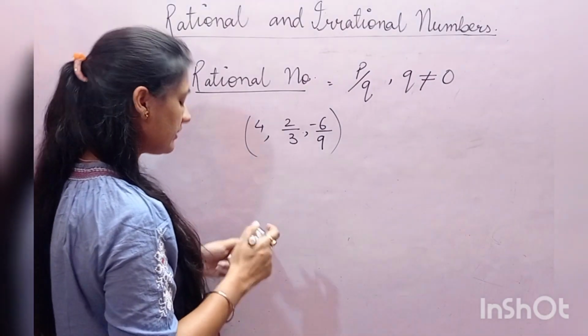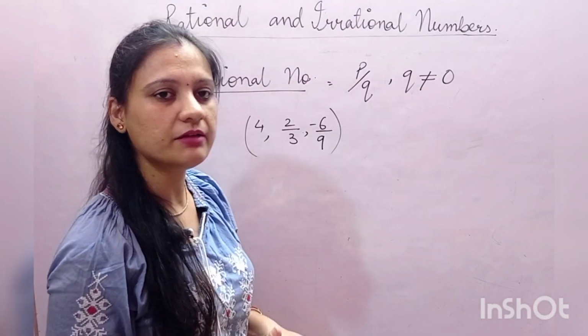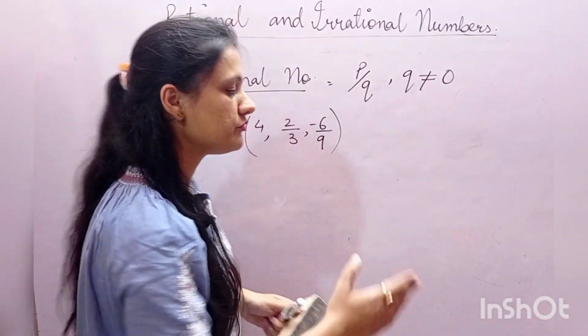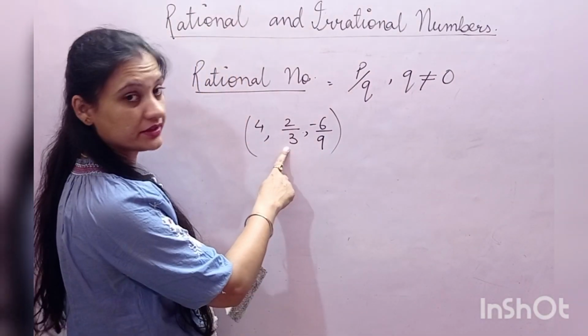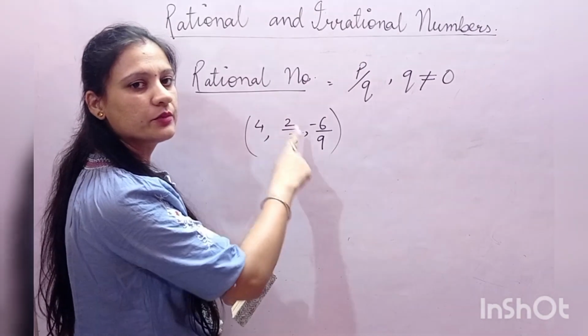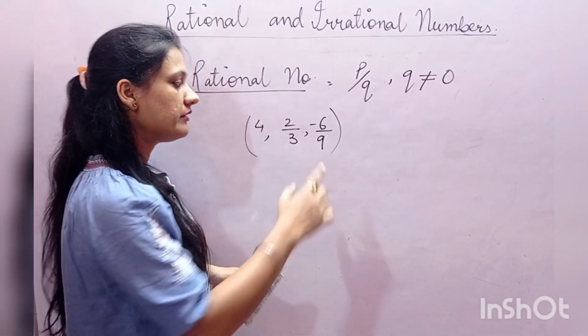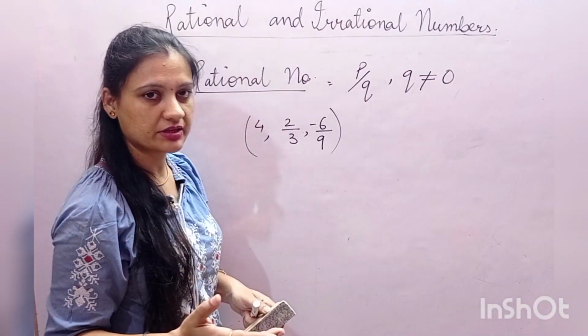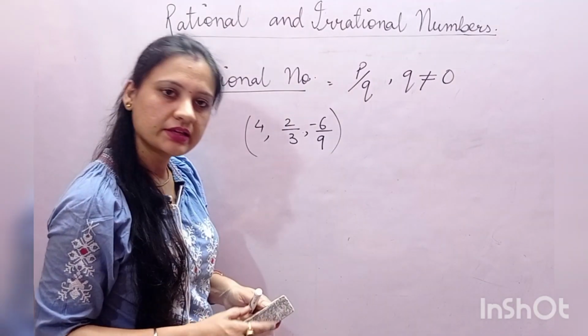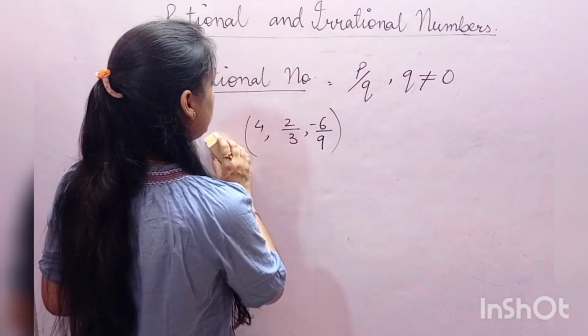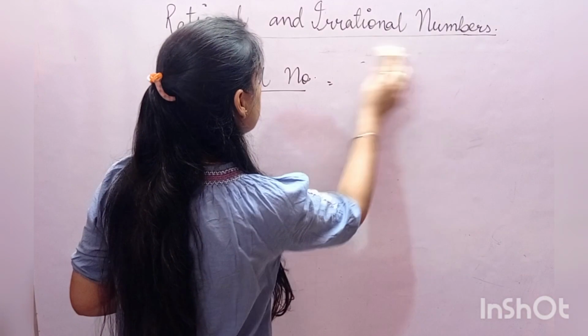But you must be wondering whether fractional numbers are also the same. But dear, in fractional numbers, we used to take examples like 4 and 2 by 3, not minus 6 by 9. Because in fractional numbers, we can take the natural numbers, not the negative numbers. Clear? So now, one more thing, types of rational numbers.